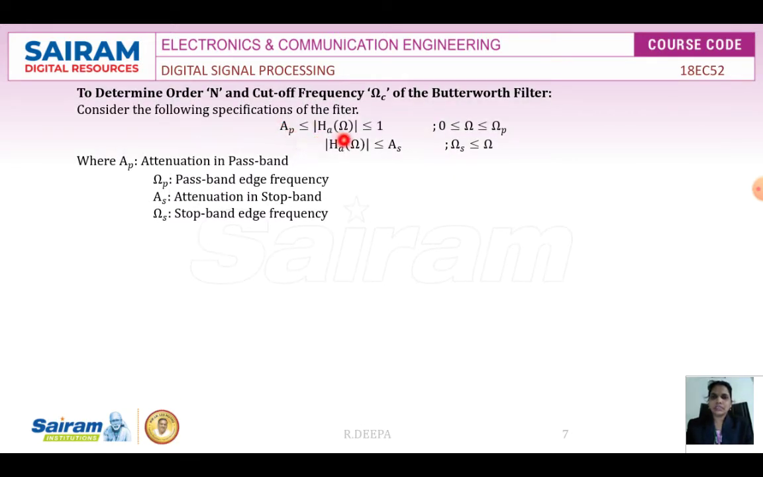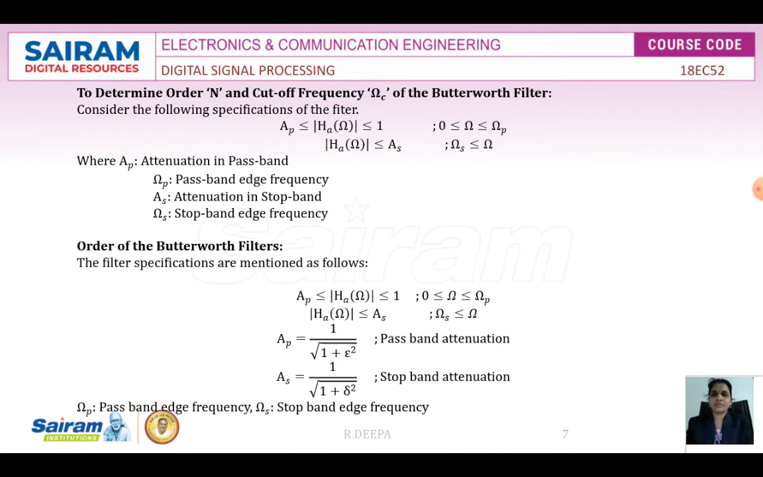The specifications of the filter are given as follows. The gain of the transfer function, modulus of HA of omega, ranges between AP and 1 in the pass band, whereas in the stop band the modulus of HA of omega is less than or equal to AS. Here AP represents the attenuation in the pass band and AS represents the attenuation in the stop band, and omega P is the pass band edge frequency and omega S is our stop band edge frequency.